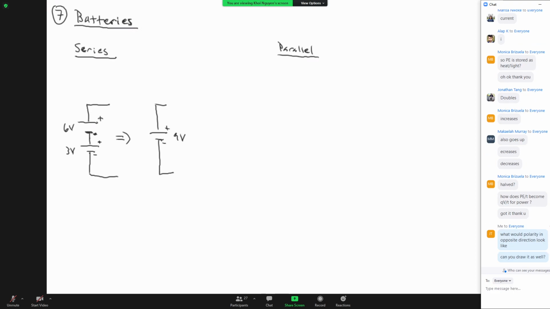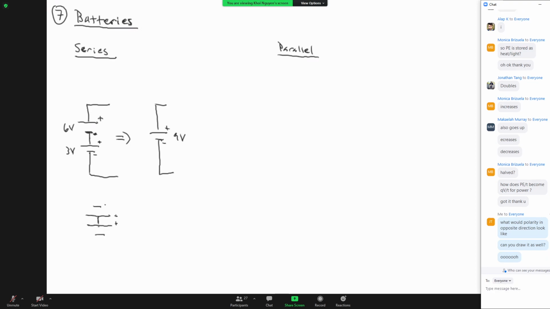Sure, I can draw it. So if we did the opposite polarity, so low to high to high to low, so plus plus. Yeah, so they changed the polarity of one of the batteries. So this is still 6 volts and this is still 3 volts. Collectively, they'd be subtractive, right? But the one that's pointing with the bigger voltage will end up winning, right?